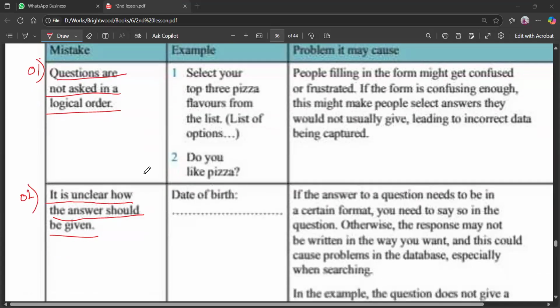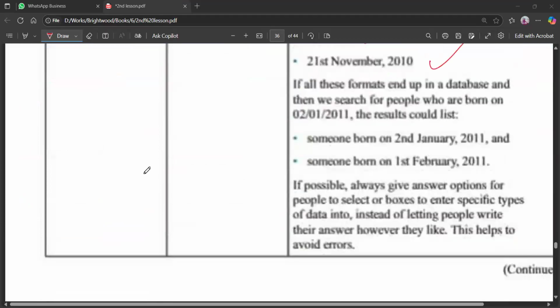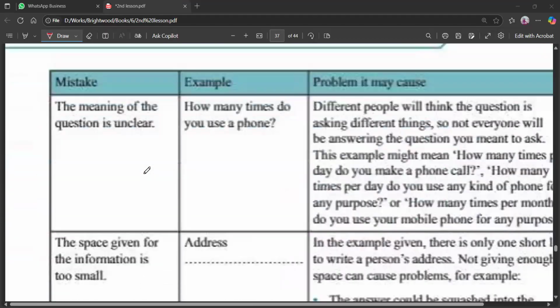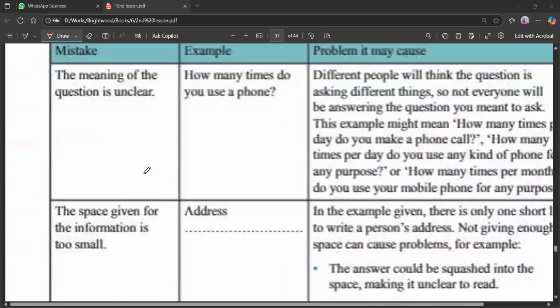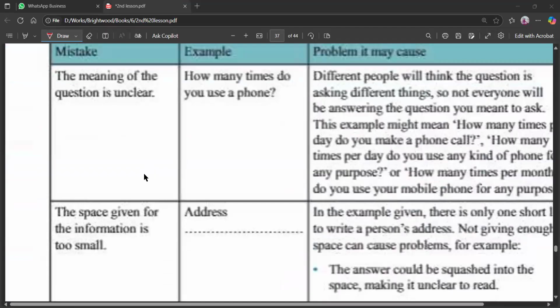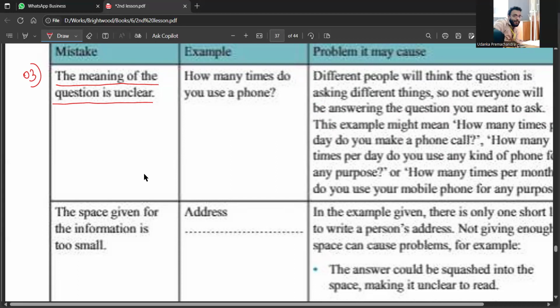And the third thing, what is the mistake? Thirdly, you can write the meaning of the question is unclear. You can write that as a mistake. The question meaning may be unclear.